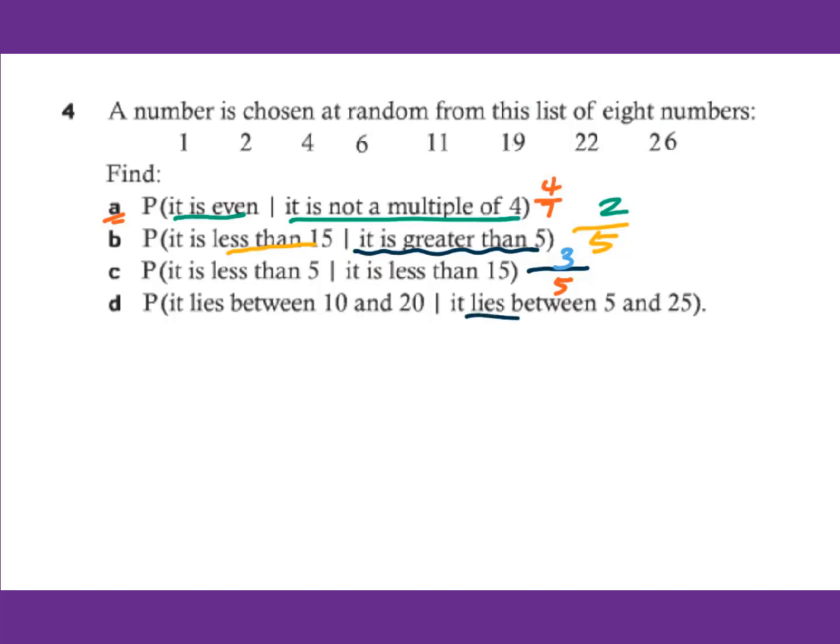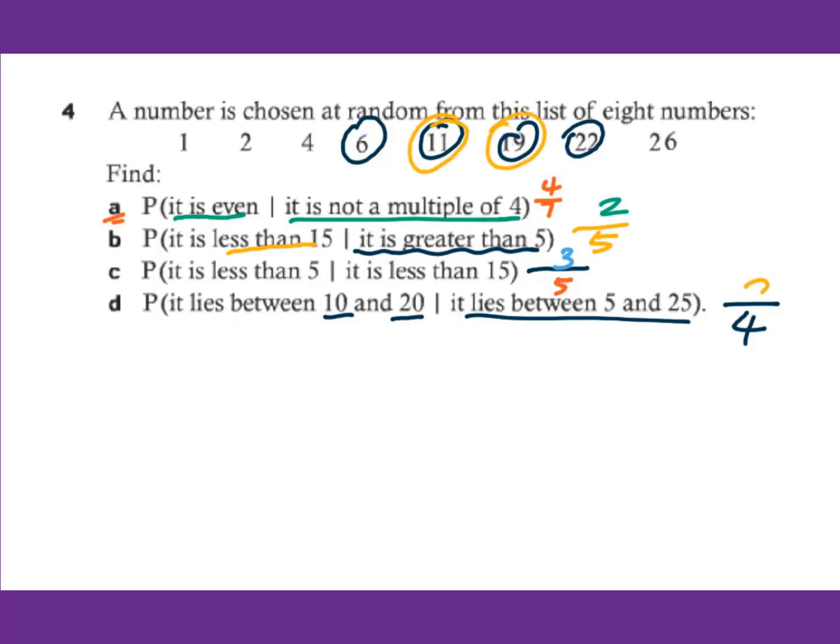Now let's go to D. It lies between 5 and 25. So 1, 2, 3, 4. Then it lies between 10 and 20. 10 and 20, it will be 1, 2. So 2 over 4 means 1 over 2.